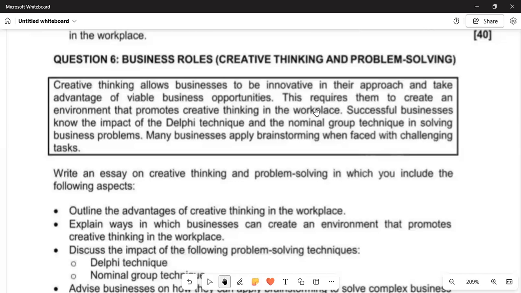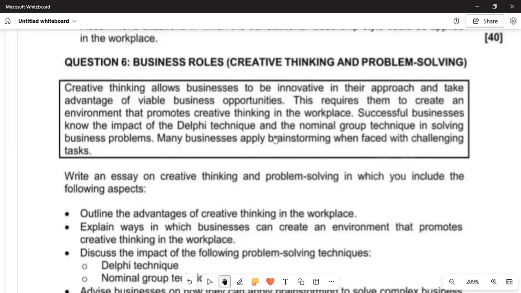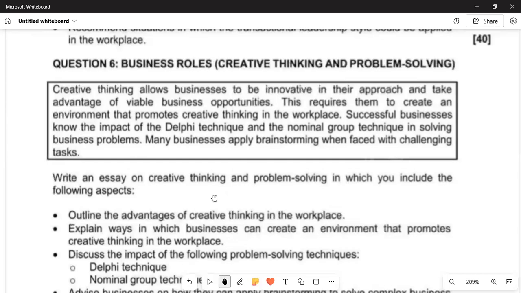Then, moving on, successful businesses know the impact of the Delphi technique and the nominal group technique in solving business problems. Many businesses apply brainstorming when faced with challenging tasks. So you need to sit down when you are brainstorming and devise solutions to the problem in teamwork. So it means you are taking each and everyone's idea.